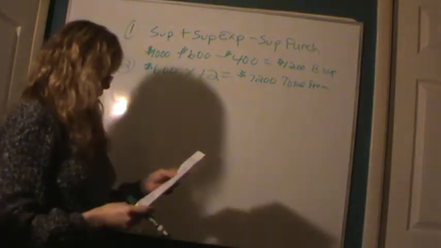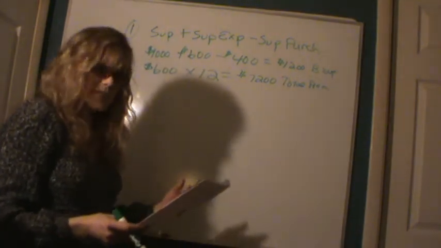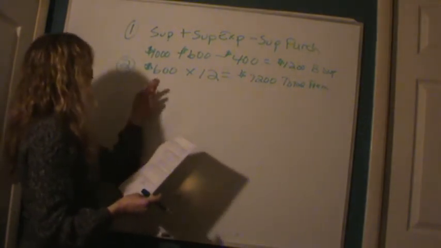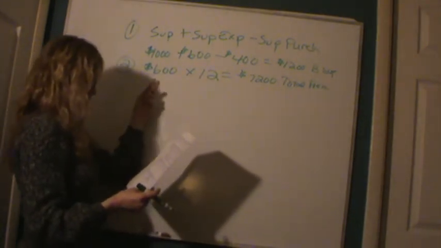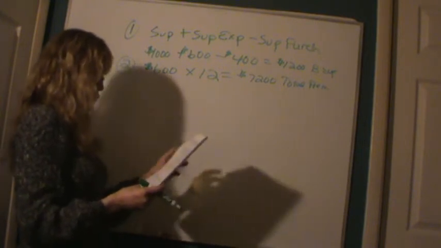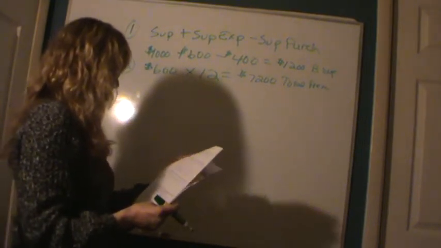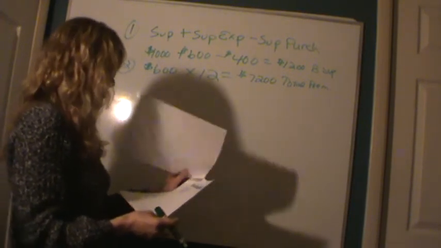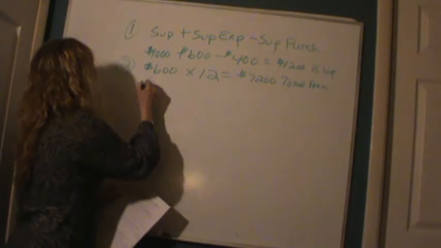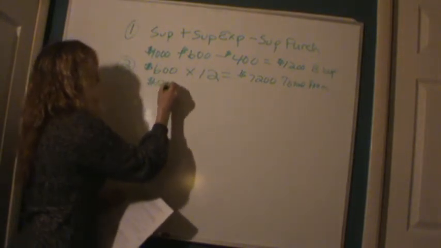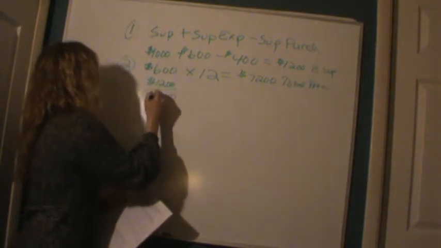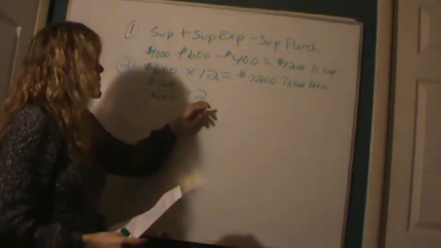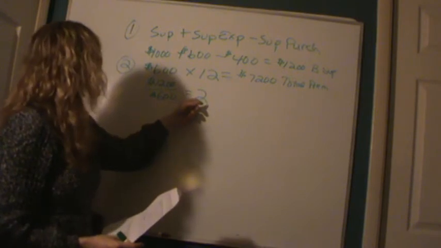The next part of the question is asking when was this purchased? We know that 600 is 1 month, right? And if you look at prepaid insurance, we are aware there's $1,200 left in prepaid insurance. So if we divide $1,200, what is left, by 600, we get 2. That means we have 2 months left of prepaid insurance.